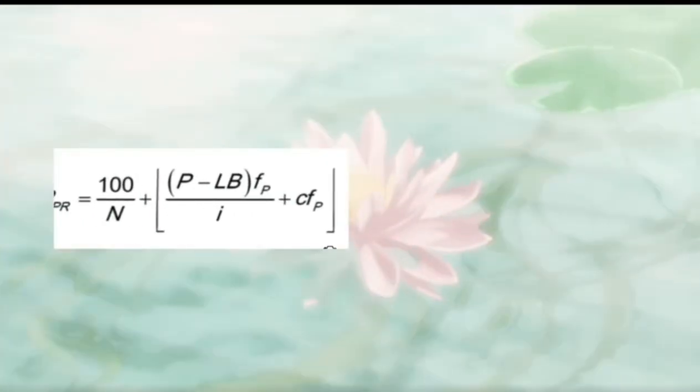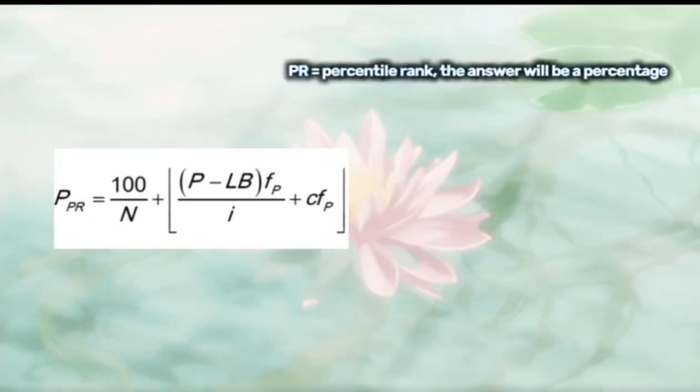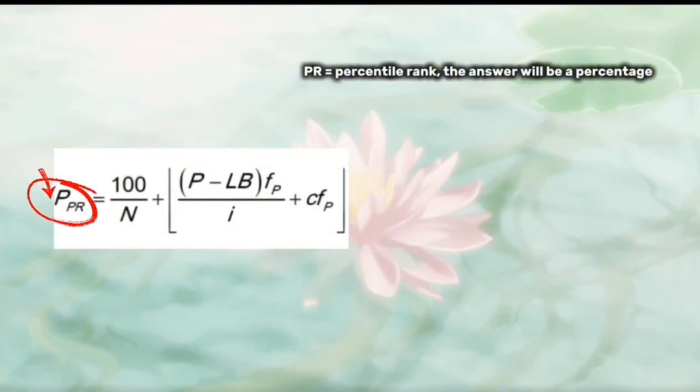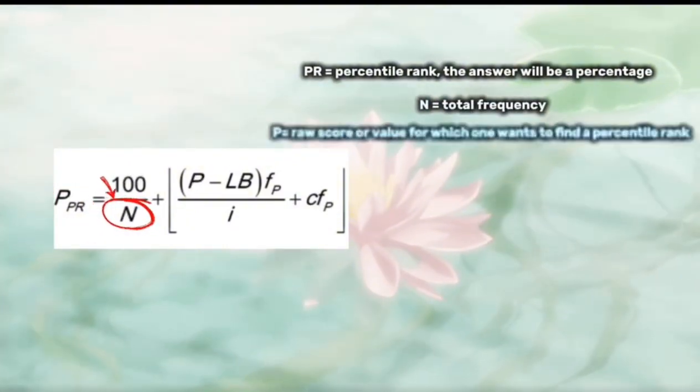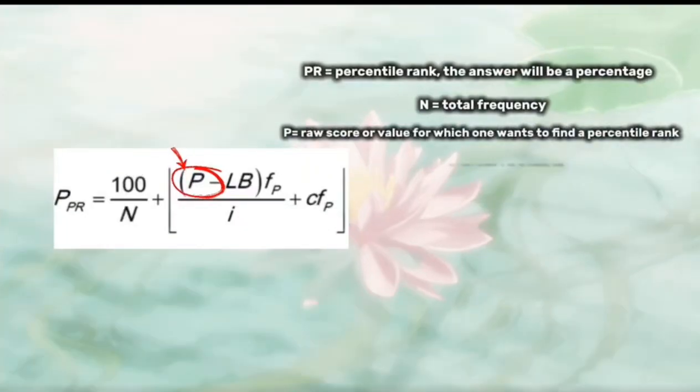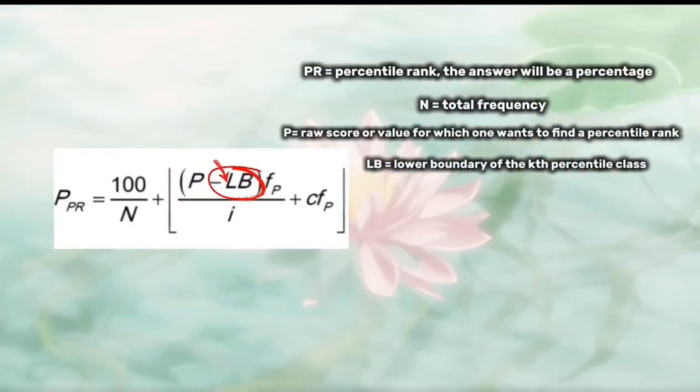A percentile rank has a formula. First, PR, percentile rank. The answer will be a percentage. N is the total frequency. P, raw score or value for which one wants to find a percentile rank. LB, lower boundary of the 80th percentile class.